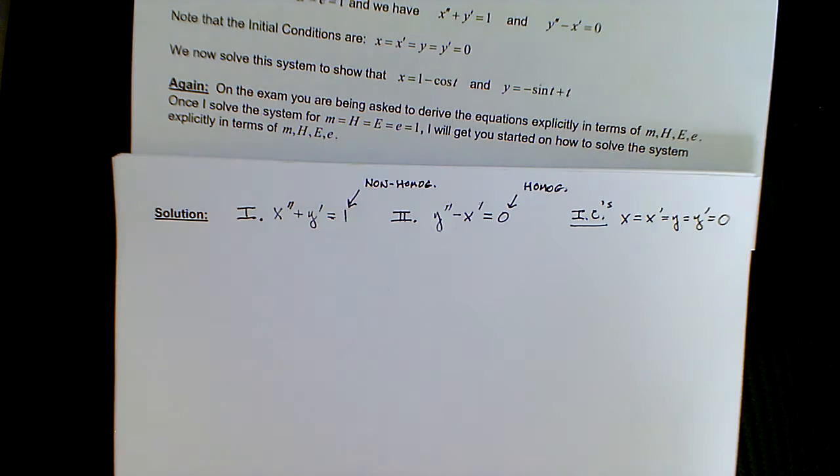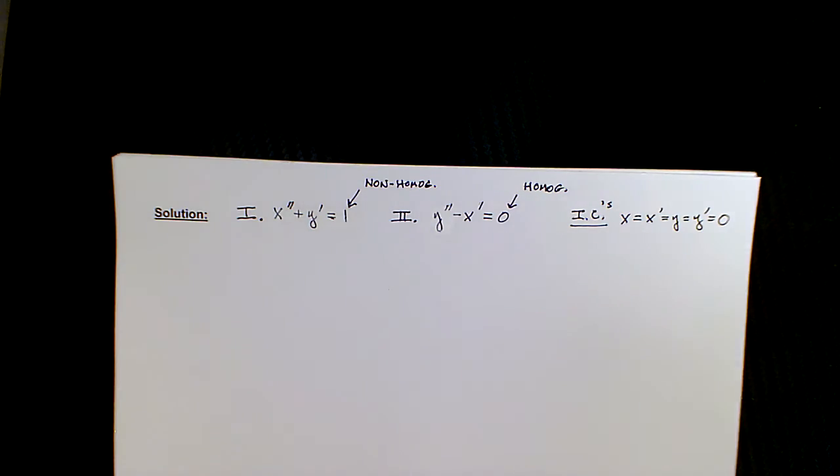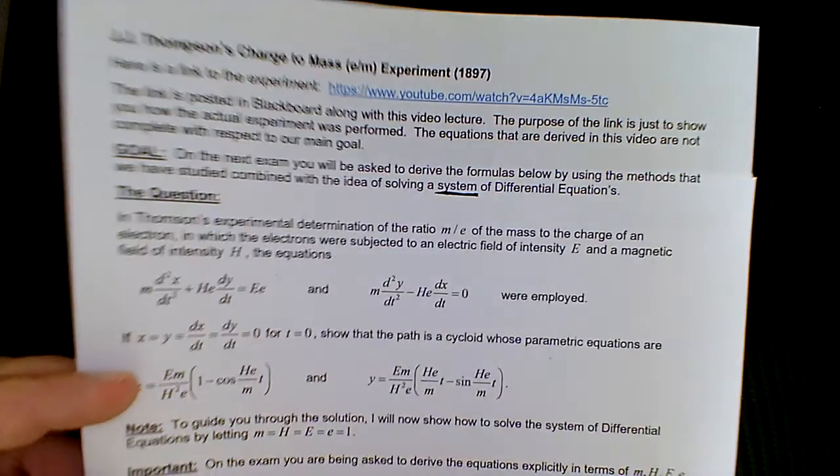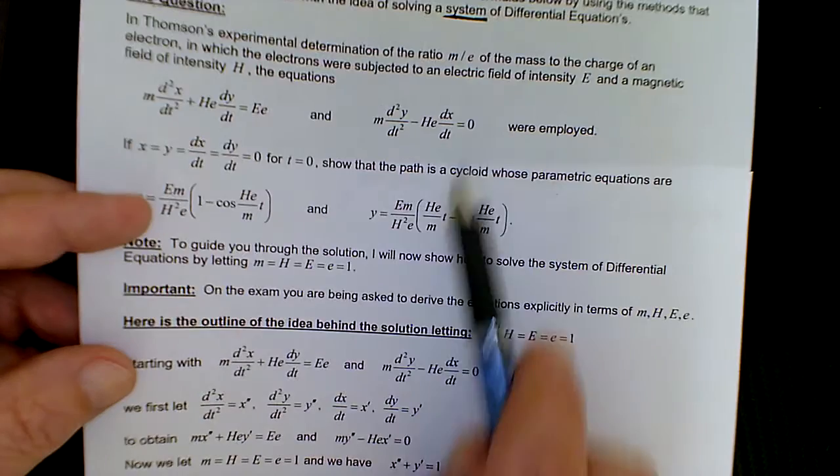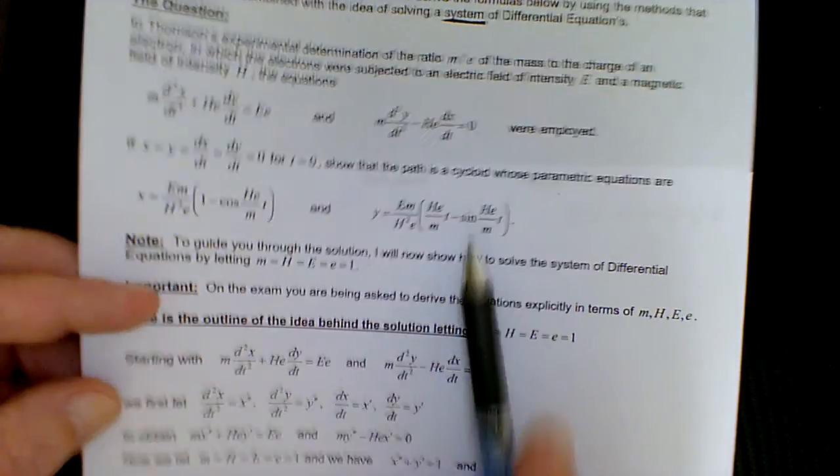Hello everyone, this is part 2 of J.J. Thompson's charge to mass experiment. Last time we left off with starting the solution, but remember, here's the first page of notes. There's a link that you should watch on how to set up the experiment. These are the equations you're going to solve.